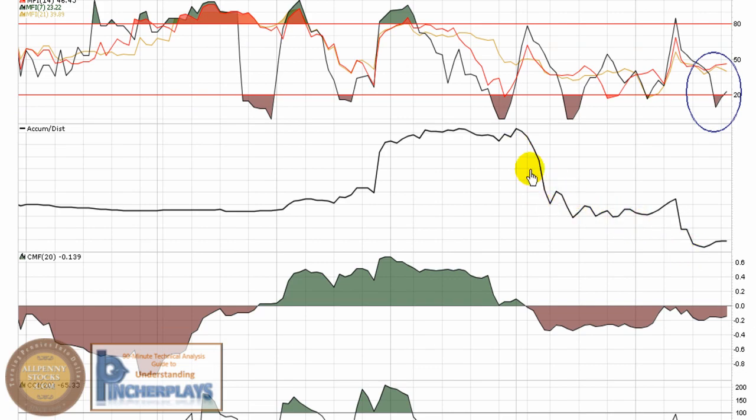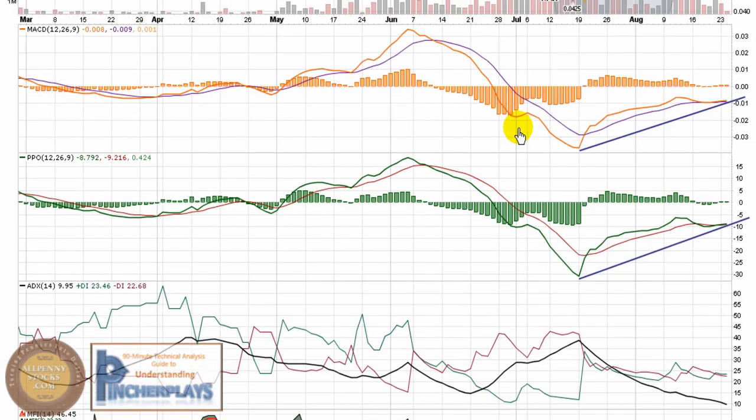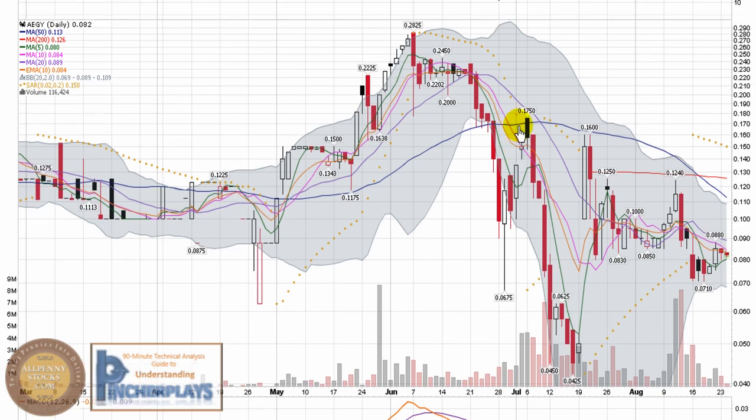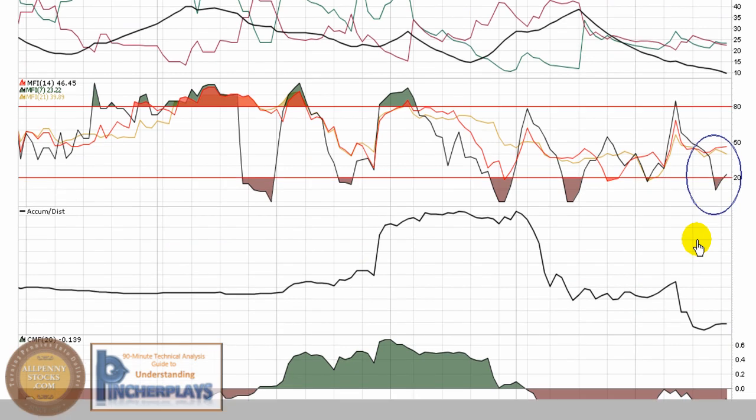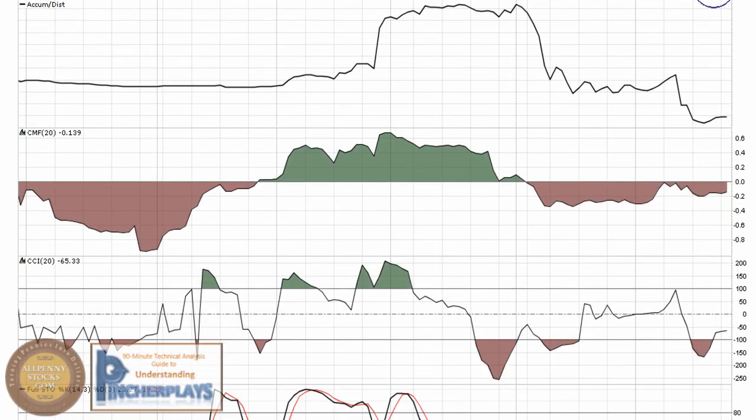Accumulation distribution on a big slide. We'll look at it from right through here. And kind of indicative as the price per share has slipped down a little bit. The candles are going to play a big role in this. We're just looking for hints from these indicators.